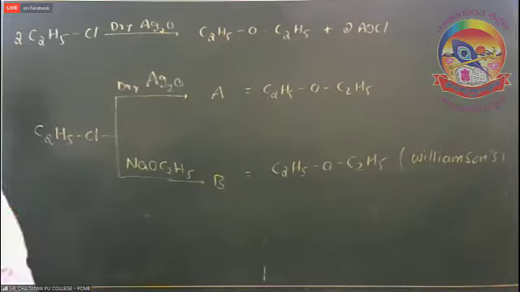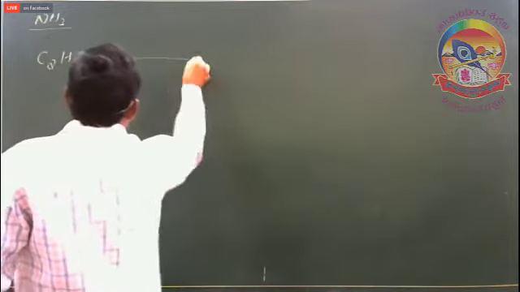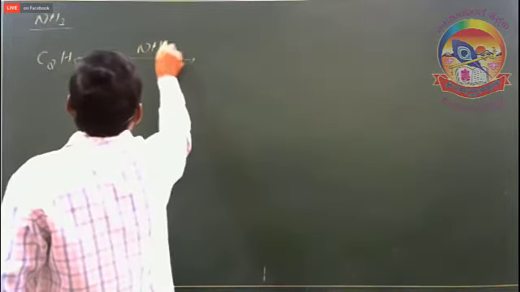Right. The next one, replacement by ammonia. Replacement by the amine group. Amine means NH2. Replaced by means treated with ammonia. Reaction with ammonia: ethyl chloride, C2H5Cl, reacts with ammonia.